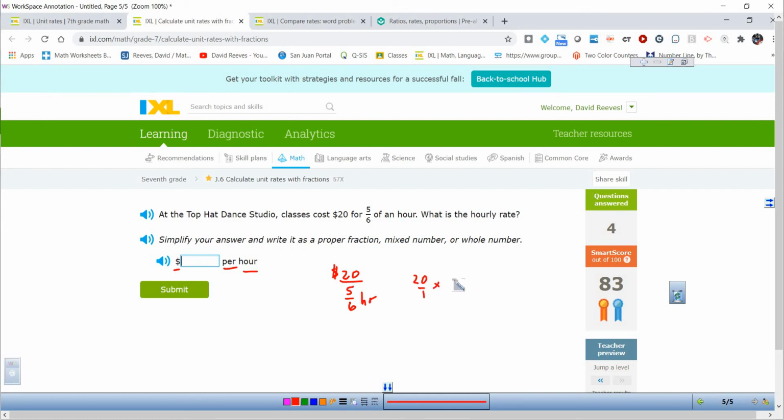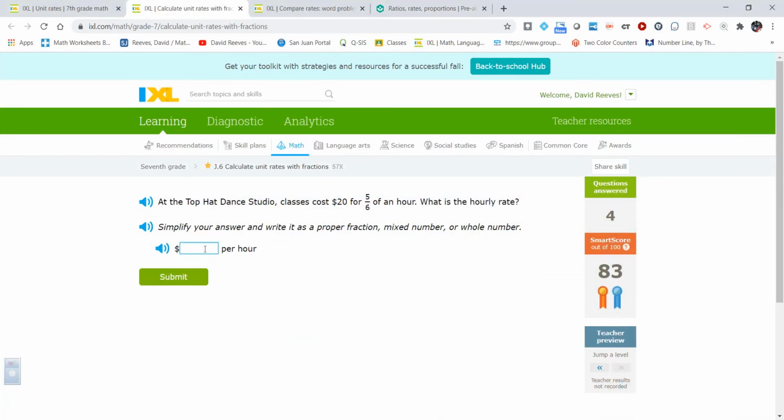We're going to flip that over and make it 6 over 5. Well, 5 goes into 20 4 times. 6 times 4 is 24. So $24 per hour, which makes sense, right? Because 5/6 of an hour is 1/6 less than a full hour. So if you take 24 and divide it by 6, you get 4, right? For every 1/6 of an hour, that's 10 minutes, by the way. Every 10 minutes is $4.